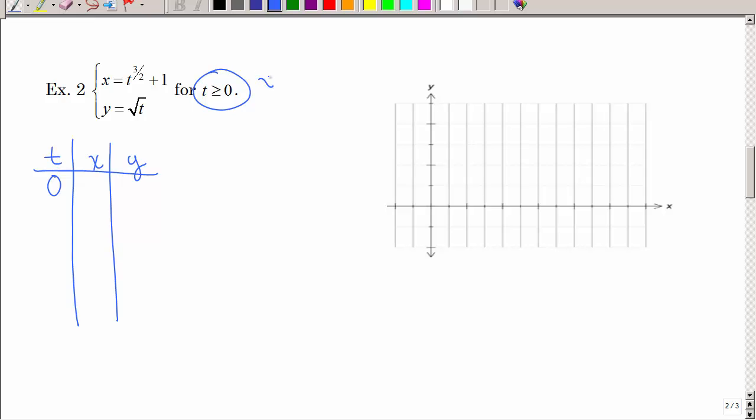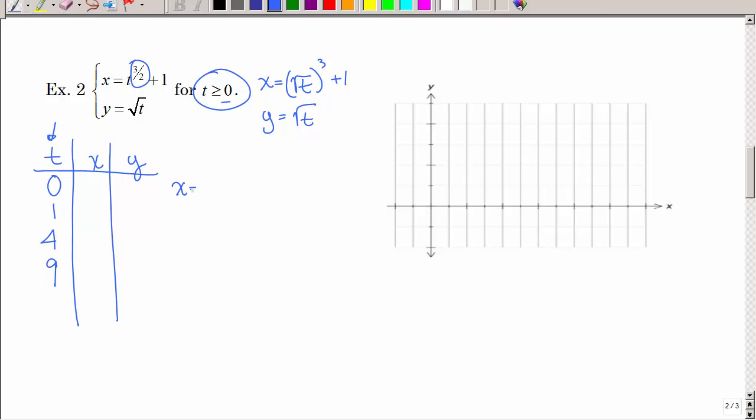But let's rewrite x. What does that 3/2 power mean? That means the square root of t cubed. And here we have y equals the square root of t. So it might be convenient when I'm picking my values of t to pick nice things I can take the square root of. Or you can pick up your calculator. But let's see, I'm going to start out at 0 and then 1, 4, 9. I think that'll give me an okay idea.